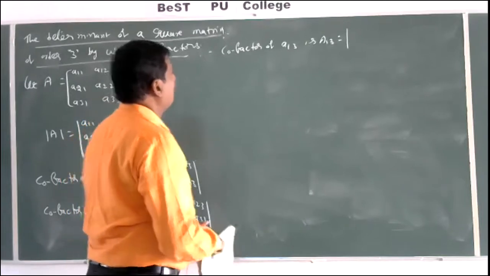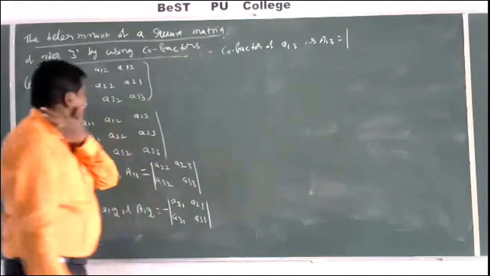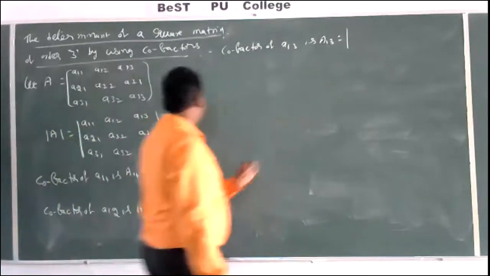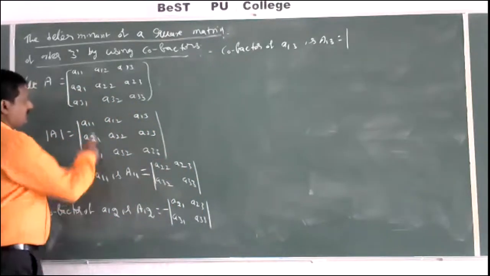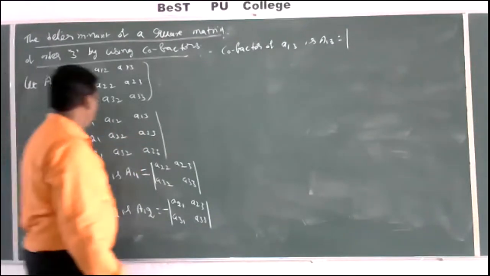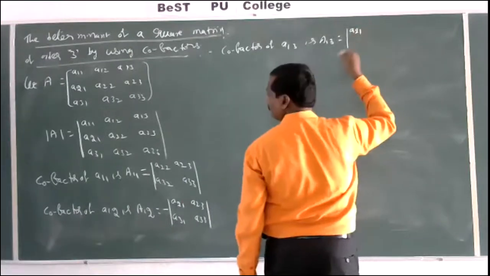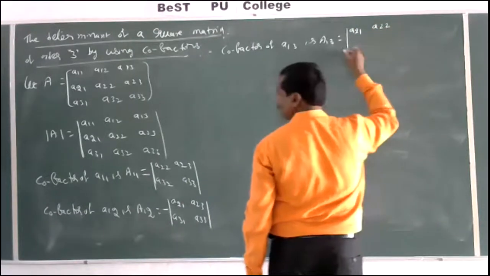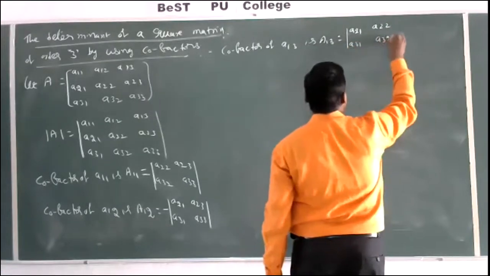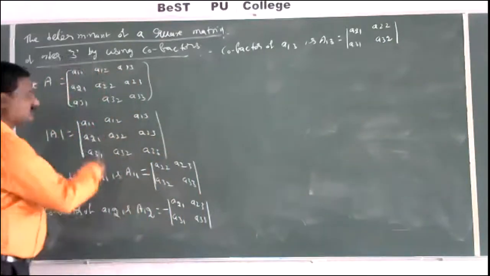Cofactor of A13 is capital A13. Here 1 plus 3 is even, so we get a plus sign. Leave the first row and third column where A13 is present, and write down the determinant of the remaining elements. That is A21, A22, A31, A32. These are the cofactors of the first three elements.